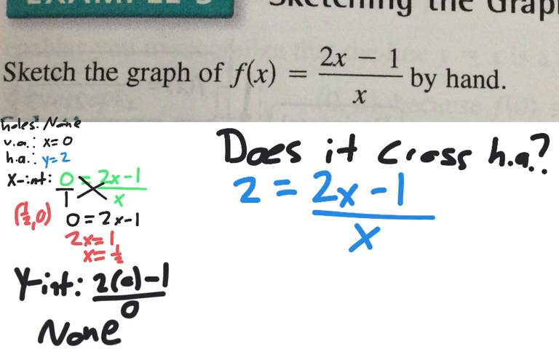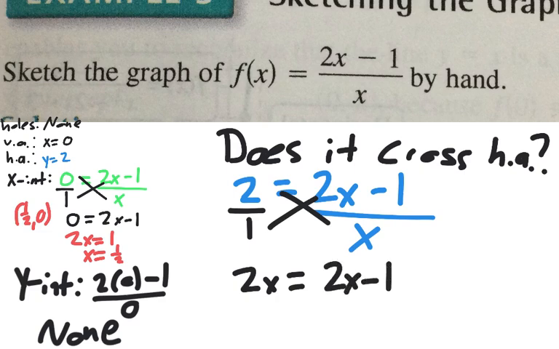Now I'm going to solve this and see what happens. So I put that over 1 to have a proportion. Cross multiply. 2 times x is 2x. And then 1 times 2x minus 1 is 2x minus 1. Now I've got x's on both sides, so what do I have to do? Subtract 2x from both sides, or move a 2x over, however you want to think about it. If I subtract 2x from both sides, I get 0 equals negative 1.